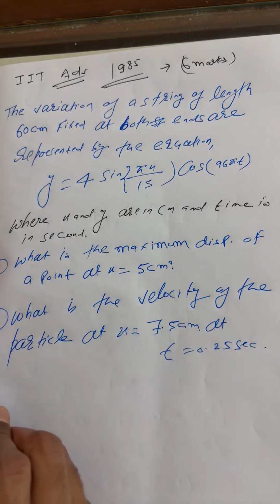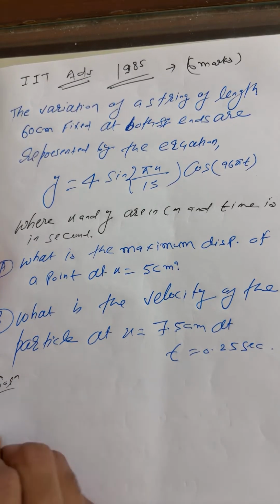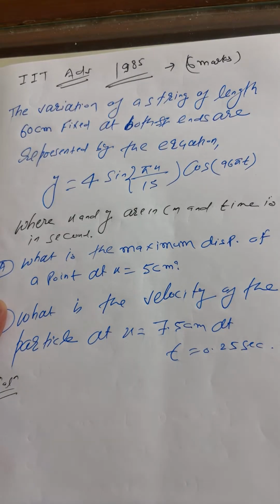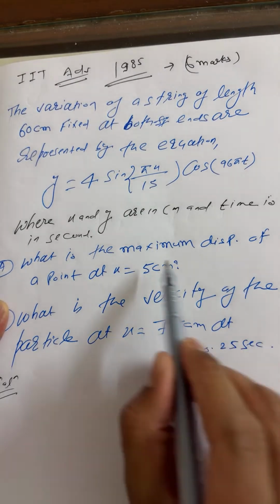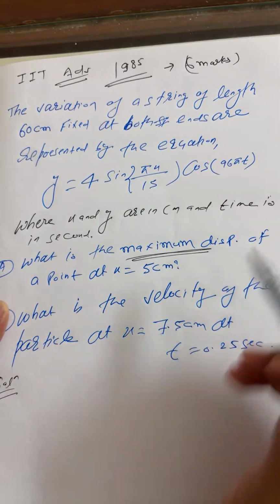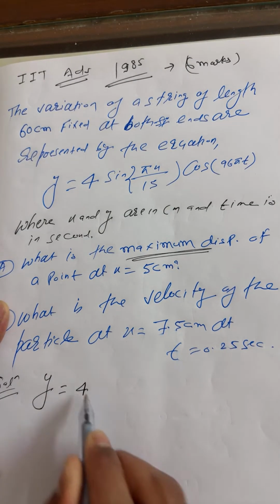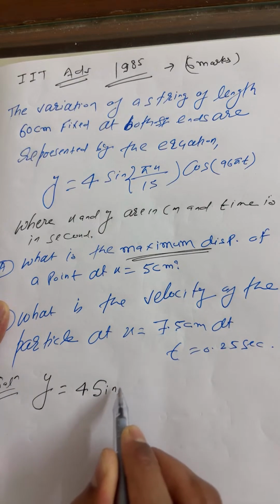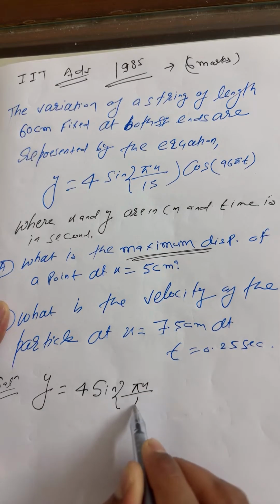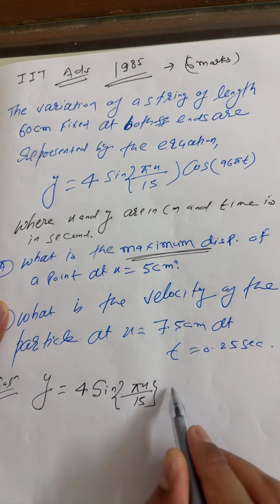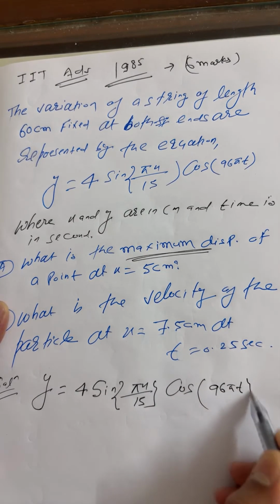Students, for the solution of this question, if you remember today's class, Sagar bachcha, we want to find what? Maximum displacement. We want to find what? Maximum displacement. So student, you can first write here the given equation. So y equals 4 sine of pi x by 50 into cos of 96 pi t.